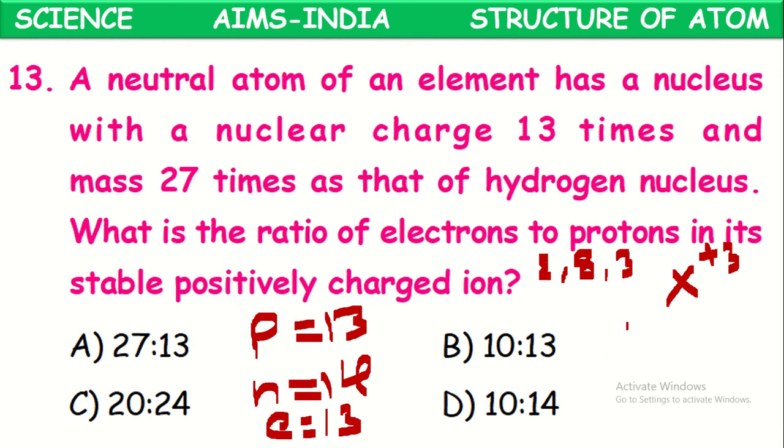Now, in the ion formed by this, the number of protons is as it is, 13, and the number of electrons becomes 10, isn't it? Because it lost 3 electrons to become stable. Now they're asking the ratio of electrons to that of protons. 10 is to 13.